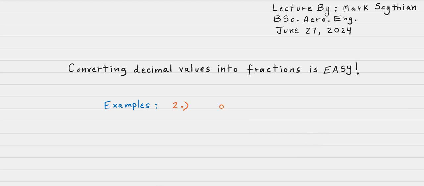Example number 2 is 0.3125, so we can write 3125. Count the number of decimal places, so we have 4 zeros. So we have 10,000 for the denominator, and because numbers that end with 5 and 0 are always divisible by 5, we can divide both the numerator by 5 and the denominator by 5.